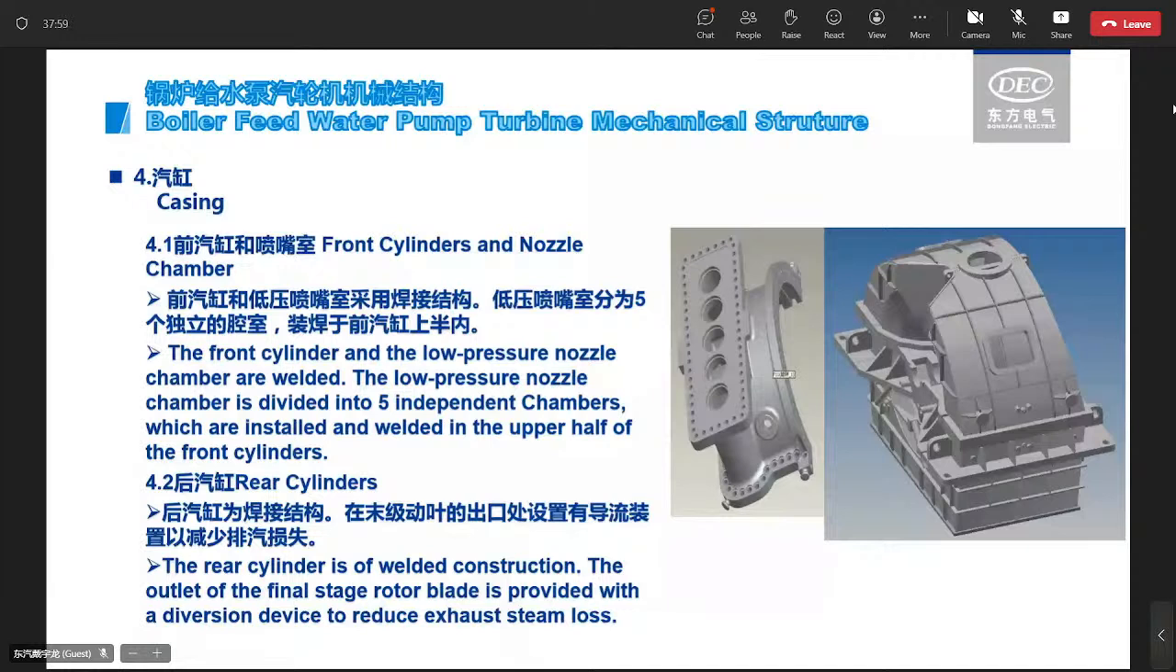The rear cylinder structure, the outlet is provided with a device to reduce the exhaust steam loss.